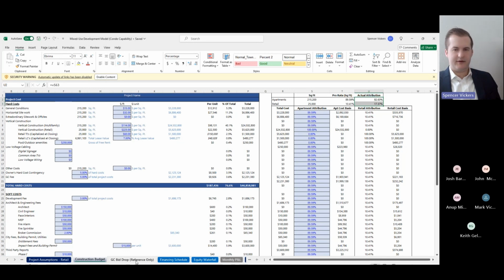The GC bid drop reference only. It's just a blank sheet. It's just a spot to drop a GC bid if you've received that.